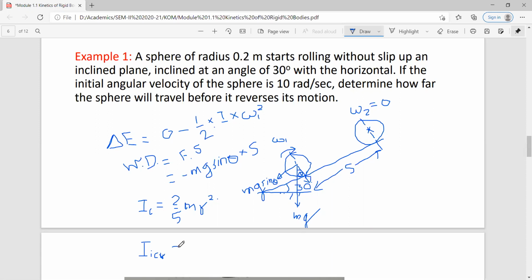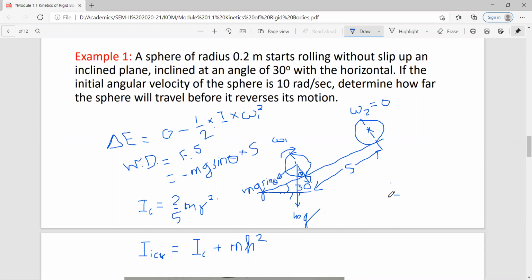I about ICR will be equal to what? It is the mass moment of inertia about the centroid, that is IC, plus the mass of the sphere multiplied by the distance h square. It is the formula which comes from the parallel axis theorem. Now I will explain to you what that is.